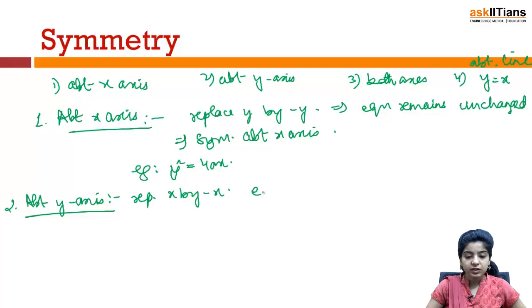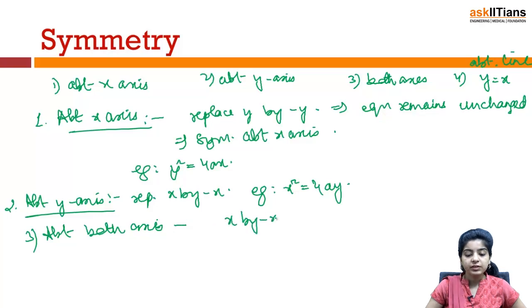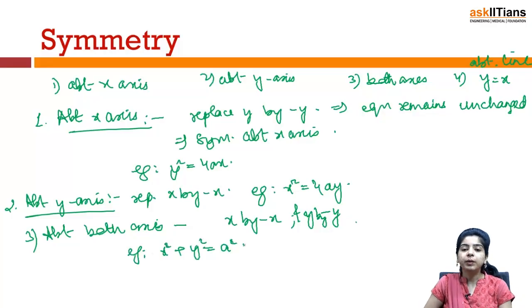So an example in this case would be x square equal to 4ay. Then we have about both axes. If the curve remains unchanged when you replace x by minus x and y by minus y, then the curve would be symmetrical about both axes. For example, x square plus y square equal to a square. Now in this equation, if you replace x by minus x and y by minus y, your curve won't change. It remains unchanged, and therefore the curve is symmetrical about both axes.